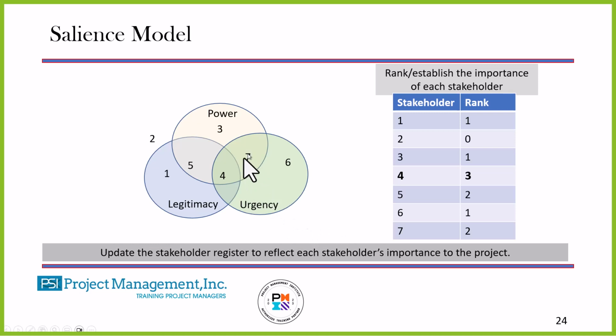Number 4 has power, urgency, and legitimacy. Number 4 is going to get a score of 3. So I'm understanding in this case who has the power, who is most important, what is the priority for each stakeholder with regards to this project. I need to know that. If I had known that in that Fergus Falls job, then I would have addressed it and I would have got the follow-up job.